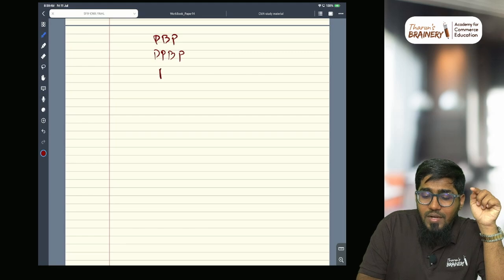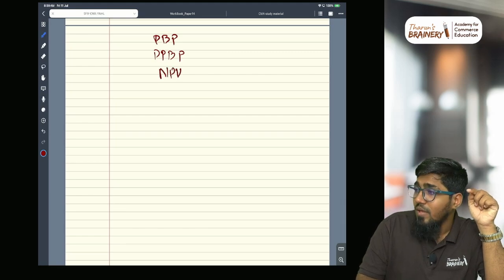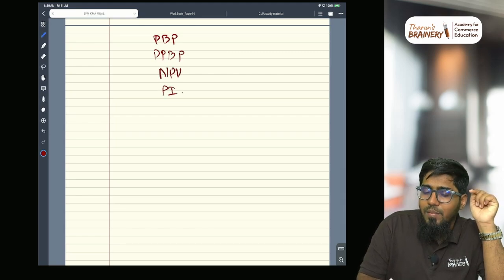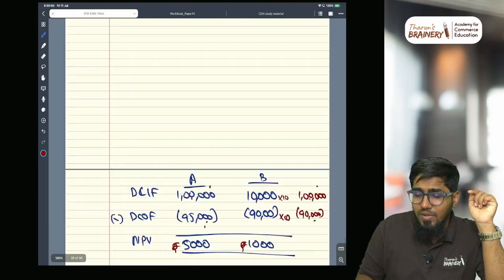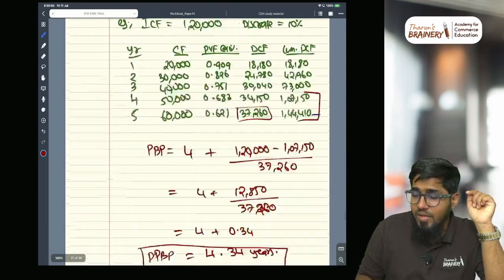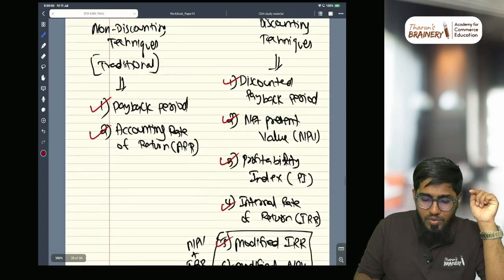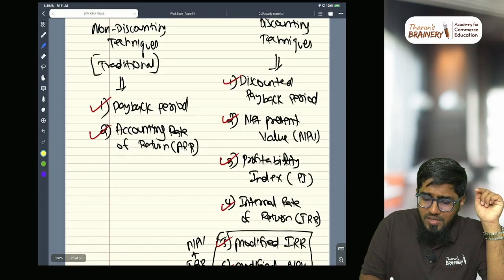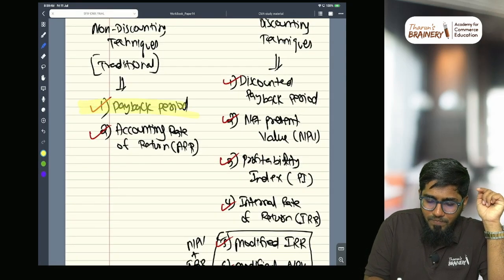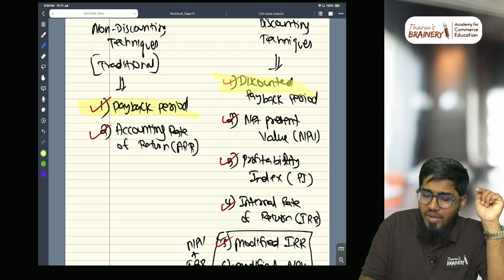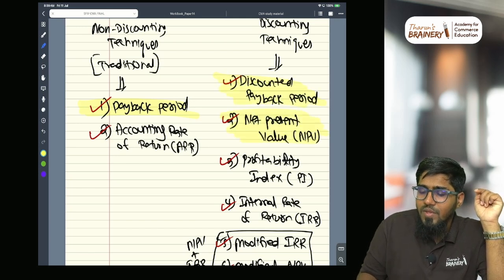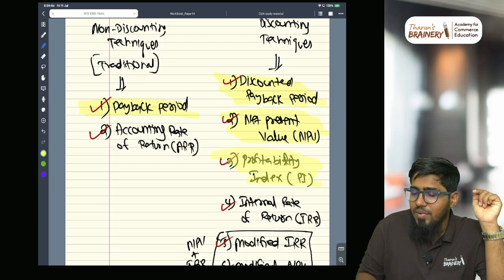Then we calculated net present value, and then we calculated profitability index. So these are all the four techniques that we studied today, with concepts and with problems. So basically payback period is completed, discounted payback period is completed, net present value is completed, and profitability index is completed.